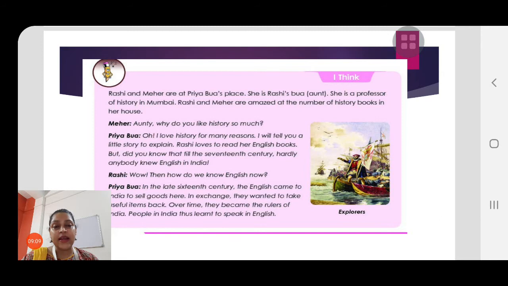So slowly, the British came to trade, then slowly they established their kingdom and ruled over India. Then people of India also got influenced by the British, and they started talking in English. Then various English schools started, and people of India also gradually learned to speak in English. So children, this is enough for the first class.